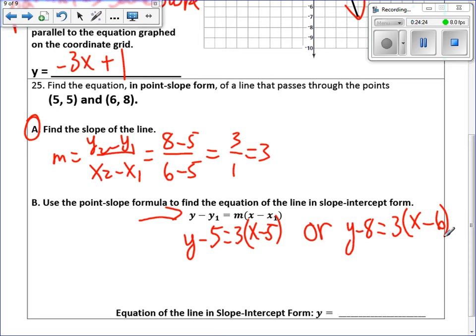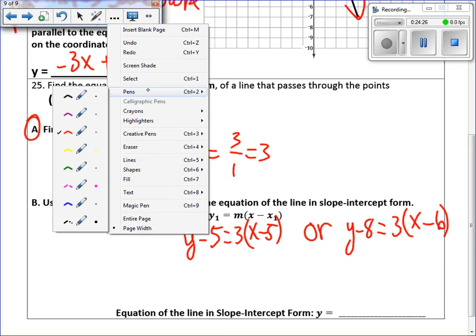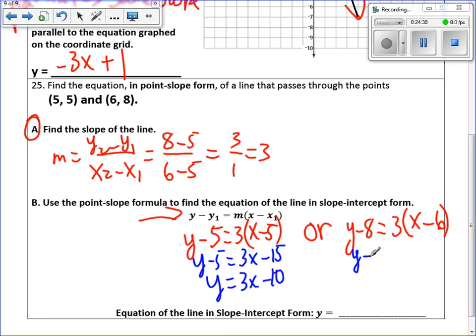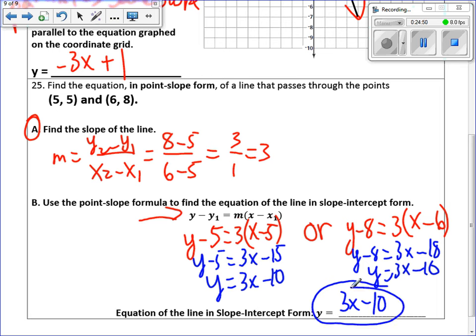Now put it into slope-intercept form. 2 steps. Distributive property, get the y by itself. So y minus 5 equals 3x minus 15. Y equals 3x minus 10. Or y minus 8 equals 3x minus 18. Y equals 3x minus 10. So that's it. If you can do this review sheet, then you can do this test.